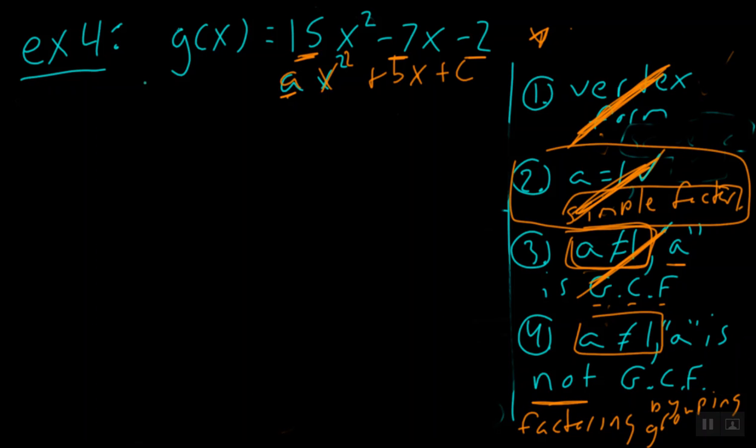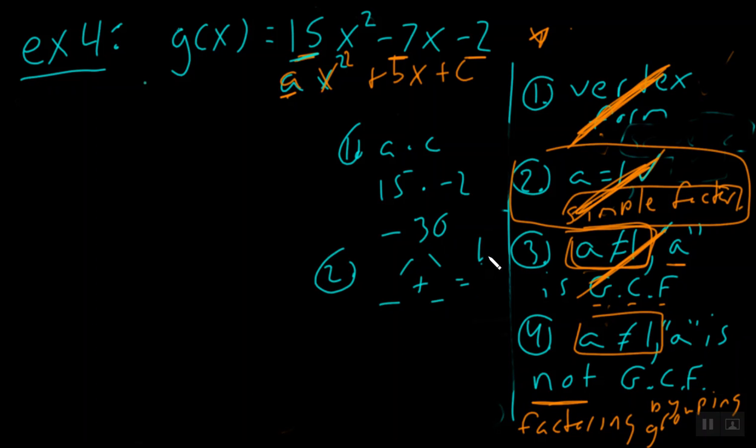Well, remember, our step 1 is to always do a times c, or in this case 15 times negative 2, which will give us negative 30. Remember, our step 2 is we want to break this down into two numbers that multiply to be negative 30 but add up to be our b term, or in this case, negative 7. Now, what are the factors of 30? There's 1 and 30, there's 2 and 15, there's 3 and 10, and of course there's 5 and 6.